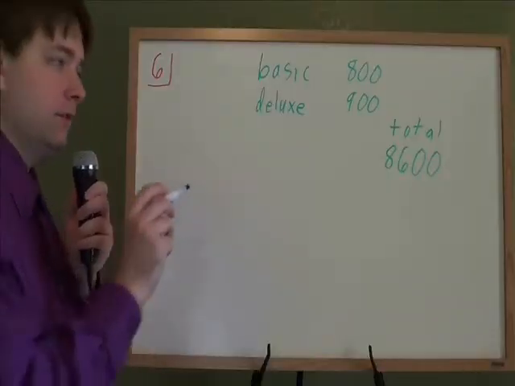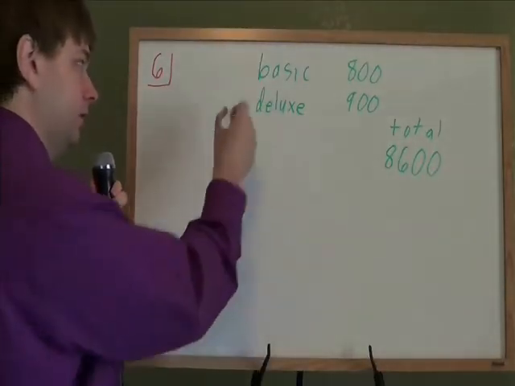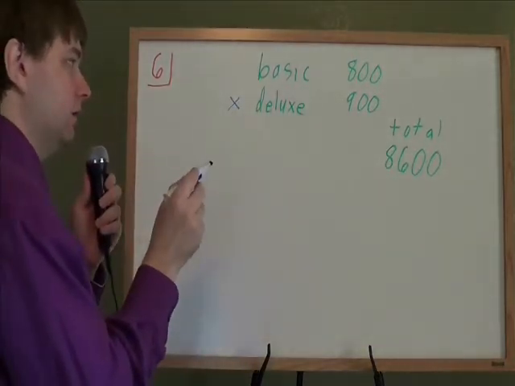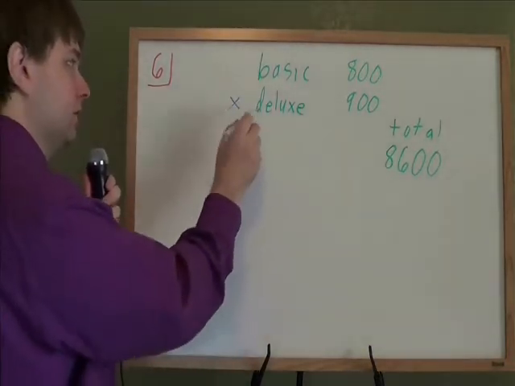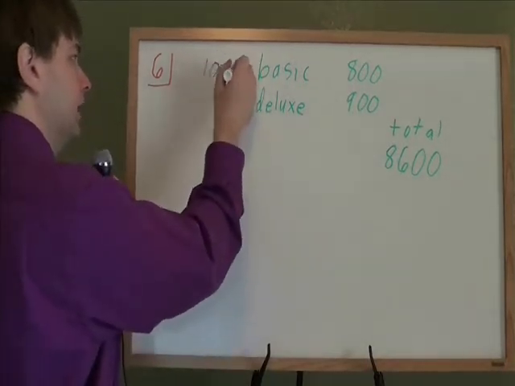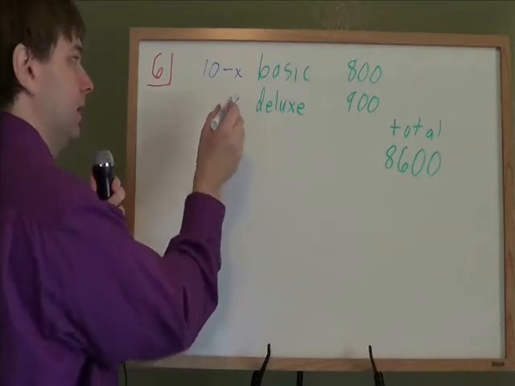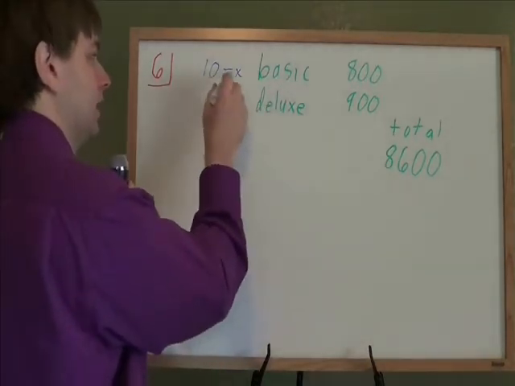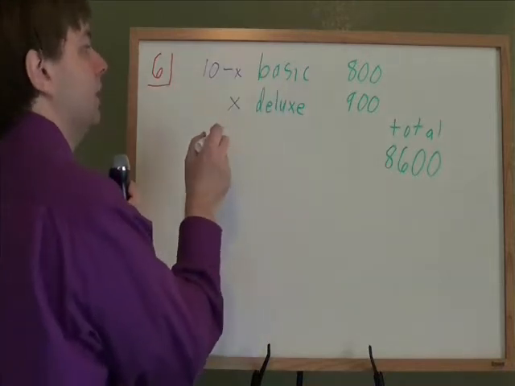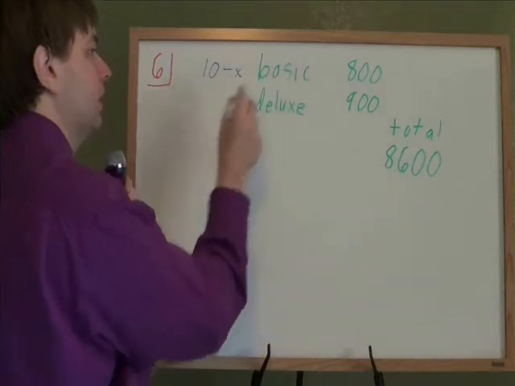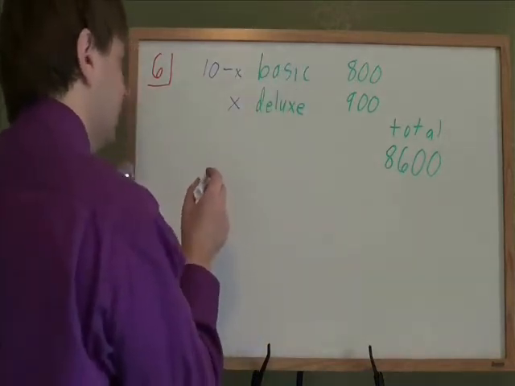For this problem, we want to find out how many deluxe apartments we have, so we'll say we have x deluxe apartments. Now if there's 10 total apartments, and x of them are deluxe, how many are basic? Well, the rest of them. The whole 10 minus how many were deluxe. So if there were 3 deluxe apartments, you'd have 10 minus 3, or 7 basic apartments. If there were 8 deluxe apartments, you've got 10 minus 8, or just 2 basic apartments.